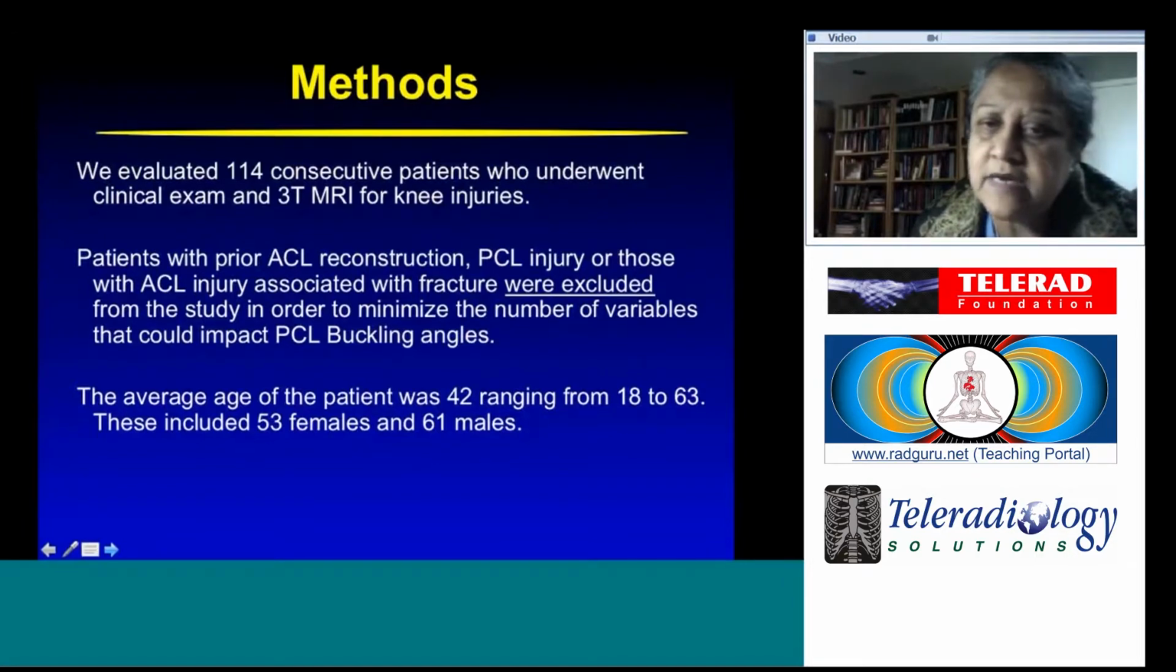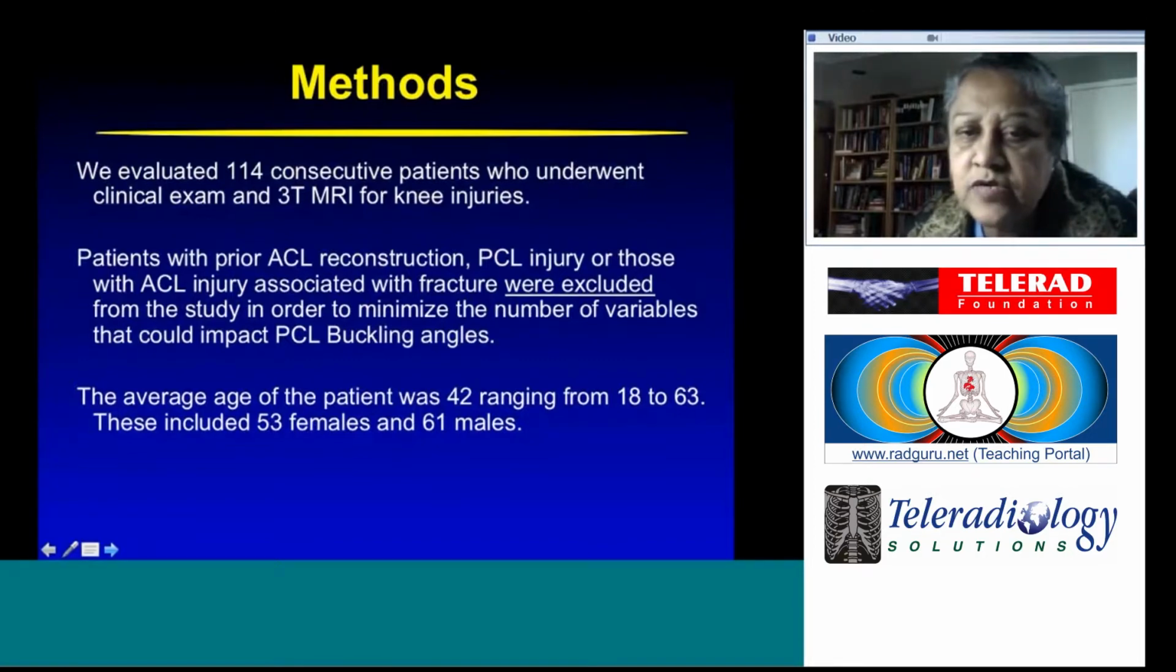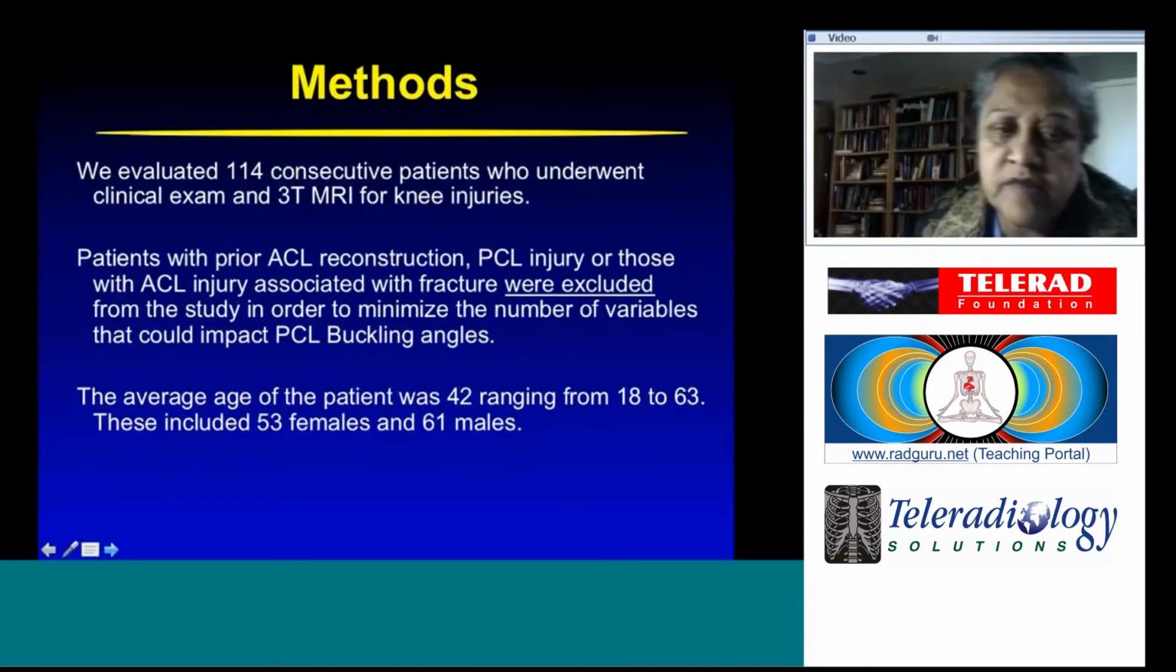Patients with prior ACL reconstruction, PCL injury, or those with ACL injury associated with fractures were excluded in order to minimize the number of variables that could impact the PCL buckling angles. The average age of the patients was 42, ranging from 18 to 63, including 53 females and 61 males.